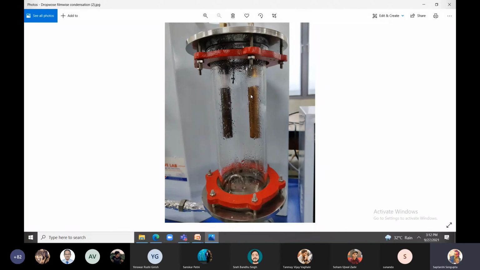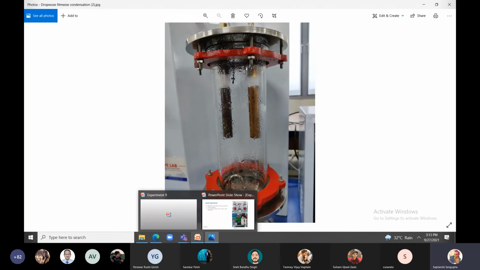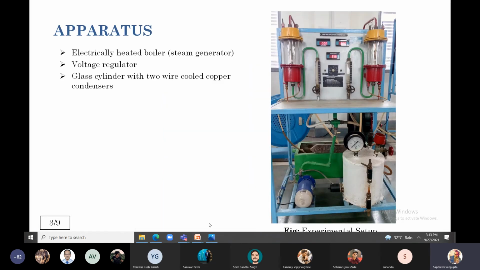Now, why is it gold plated? As I have mentioned previously, we need to modify the surface to make this plate hydrophobic and to promote dropwise condensation on the plate. So this gold plated copper condenser is for studying the dropwise condensation regime, and the pure copper plate is for studying the filmwise condensation regime. So this plate is for filmwise condensation, and this is for dropwise condensation.